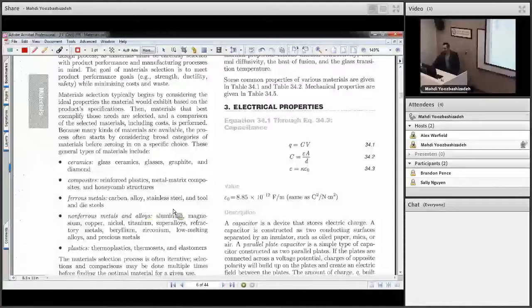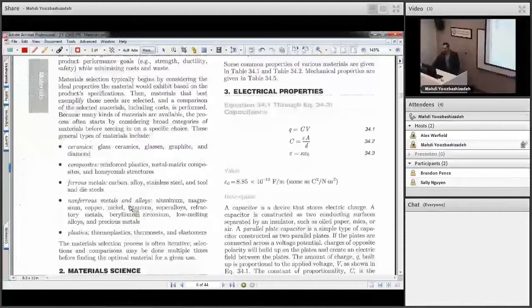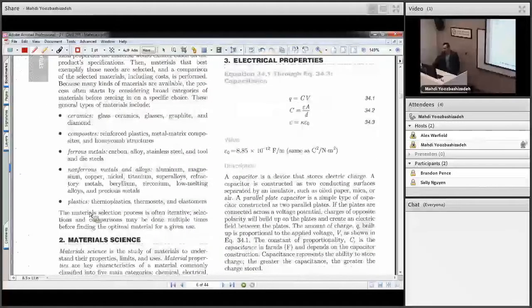Then you have different kinds of metals, ferrous metals, for example, carbon alloy, stainless steel, and tool steel, and so on. Non-ferrous metals, for example, any kind of non-iron base, aluminum, magnesium, copper, nickel, and so on. Then you have plastics: thermoplastics, thermosets, and elastomers. So the book goes through very brief discussions of these.